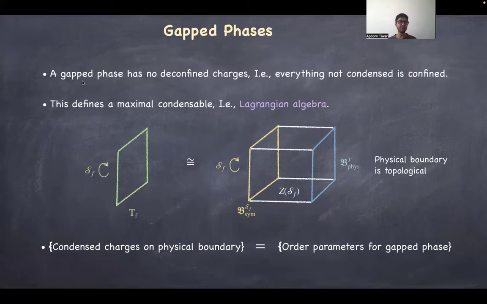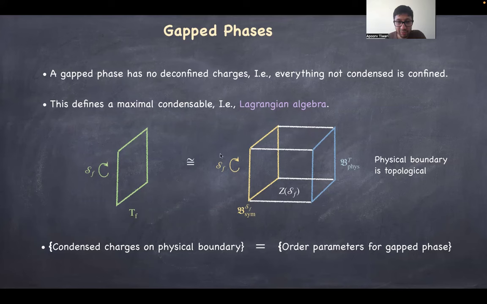So the notion of a gapped phase is that there are no deconfined charges. Everything is either condensed or it's gapped out. And this defines a maximal condensable algebra, which is the Lagrangian algebra. And so what one has to do in the SymTFT setup is take a Lagrangian algebra and define the physical boundary using that. So both the physical and symmetry boundary are topological.